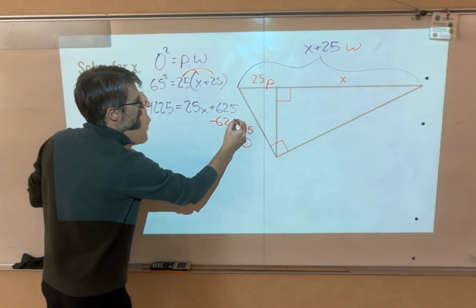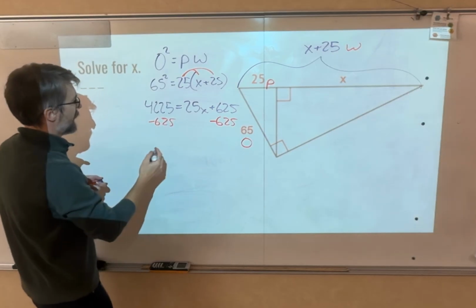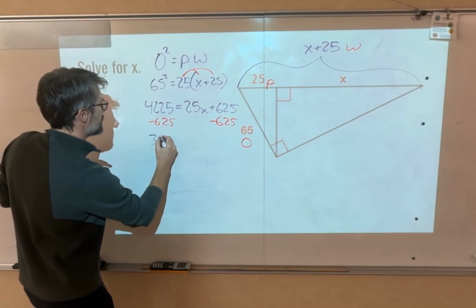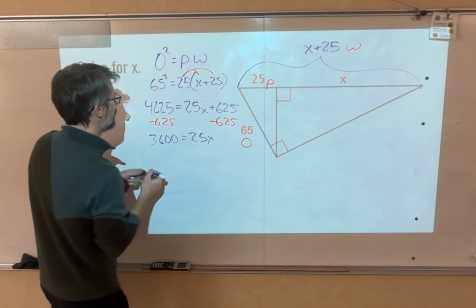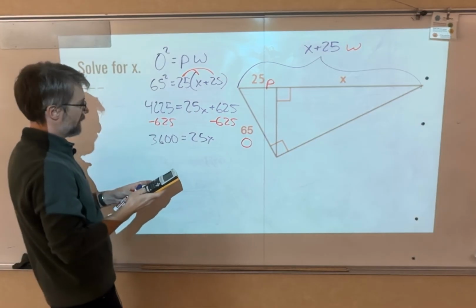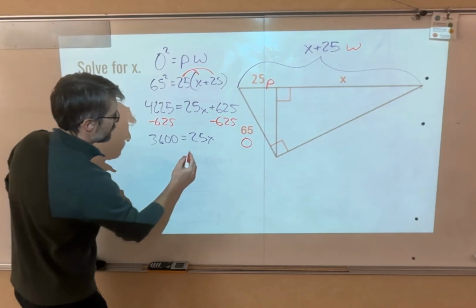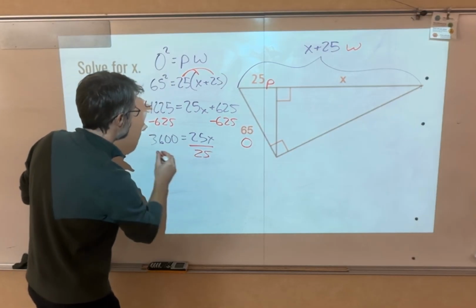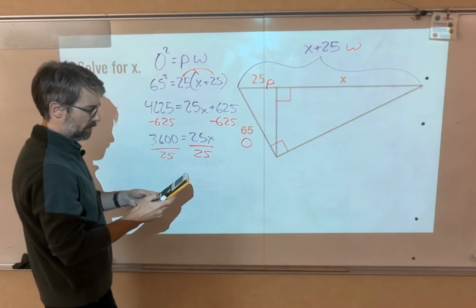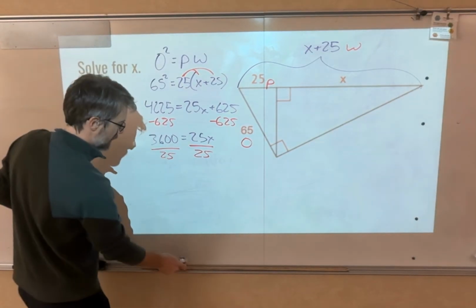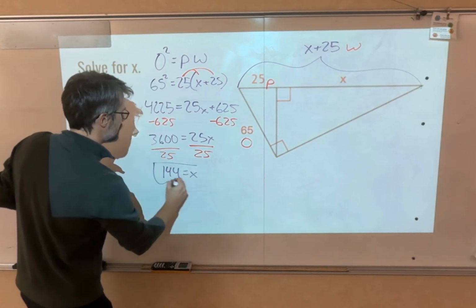Now I'm going to subtract 625 from both sides. What will that be? 3,600, I think. I'm going to double check before I move on. 4225 minus 625. Yep, 3,600. And then we'll divide both sides by 25, and we should be good. I think that ends up being like 144. Yeah. And 144 is equal to x.